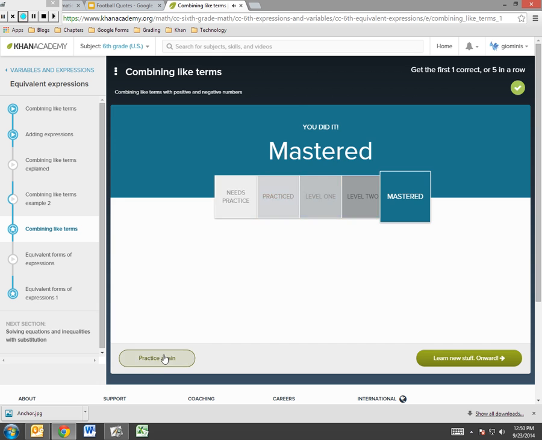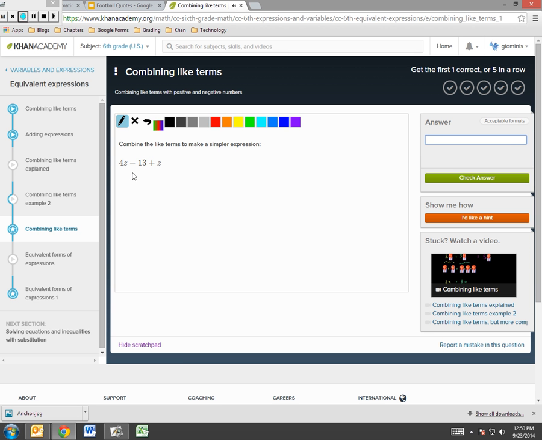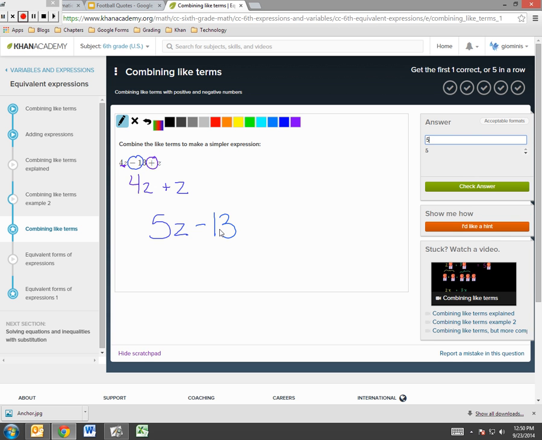Okay, now, 4z's. Now, here's the tricky part. I have 4z's minus 13 plus a z. Now, let's look at the sign in front of the z. It's an addition sign, a positive. I have 4z's, and it says, hey, add another z. Well, if I have 4z's here plus another z, that gives me 5z's, or 5 times z. Now, it says minus, so the minus sign comes with me, and it's minus 13. You cannot combine the 13 with anything, so it's 5z minus 13.